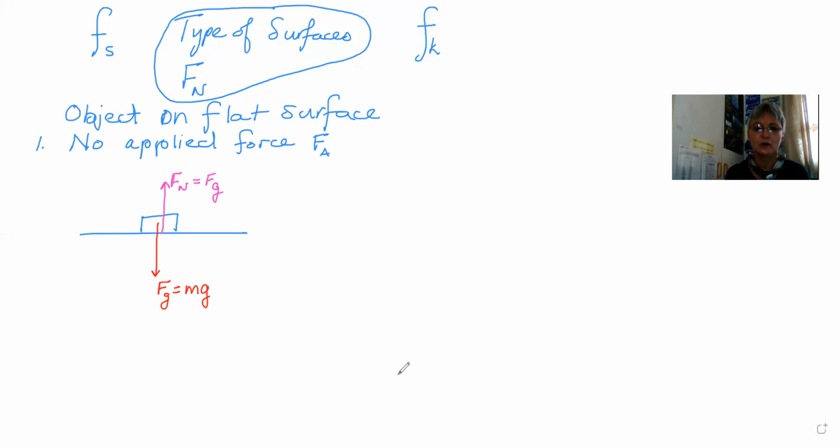As there is no applied force acting, there is no intention to move. If there's no intention to move, then the friction would be 0 newtons. So this is the first example. You are welcome to pause or stop the video at any moment that you need to take notes.